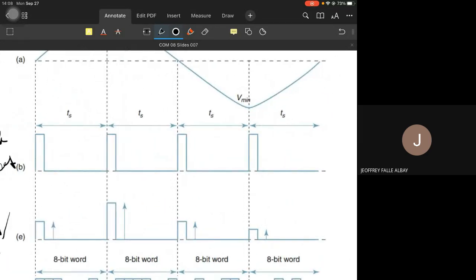This one, E, okay, example E, or technique E, is what we call pulse amplitude modulation.